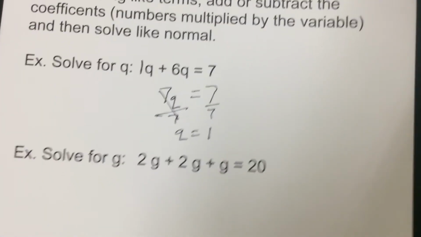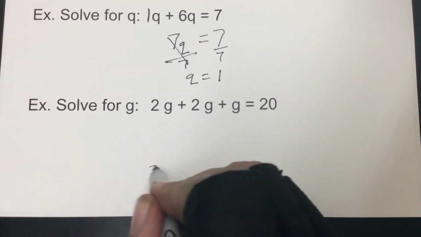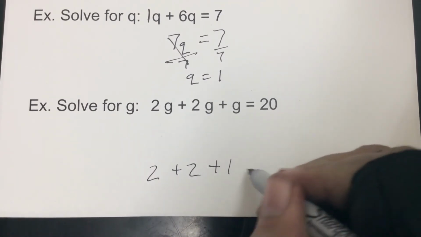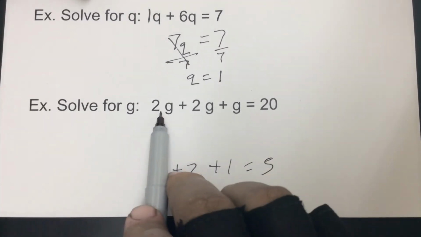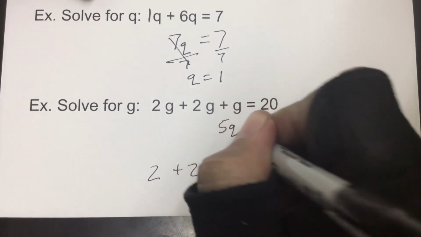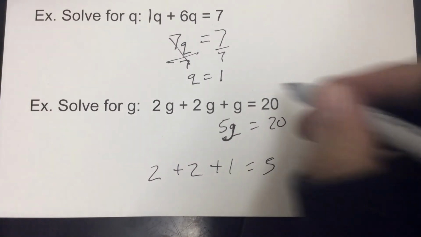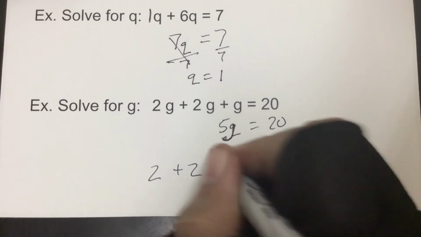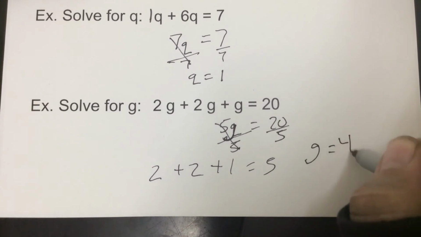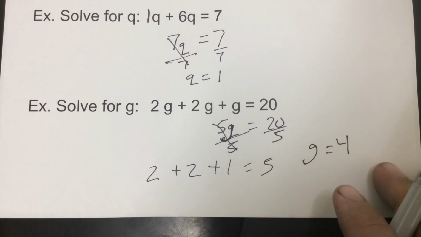So a few more going on here. Don't let all the different terms get you confused. If I had 2 plus 2 plus 1, you'd say, oh, 2 and 2 is 4, plus 1, that's 5. Same thing here. If I have 2 G's plus another 2 G's, that's 4 G's, plus 1 more is 5 G's, equals our 20. So you're just bringing down that other side. So 5G equals 20, we divide by 5. So in this case, G is going to equal 4. So just putting like terms together and then solving it out from there.